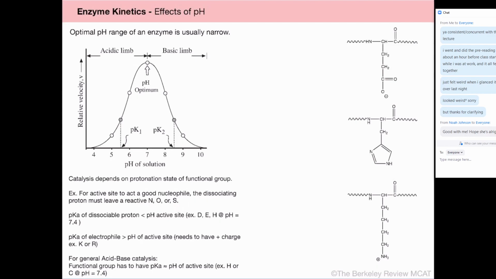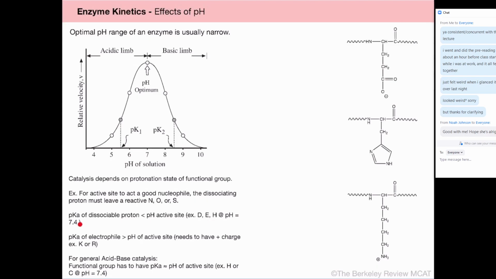Right. So what that means is that the pKa of the dissociable proton has to be less than the pH of the active site. Good examples would be your acidic residues and your histidine at a pH of 7.4, physiological pH.